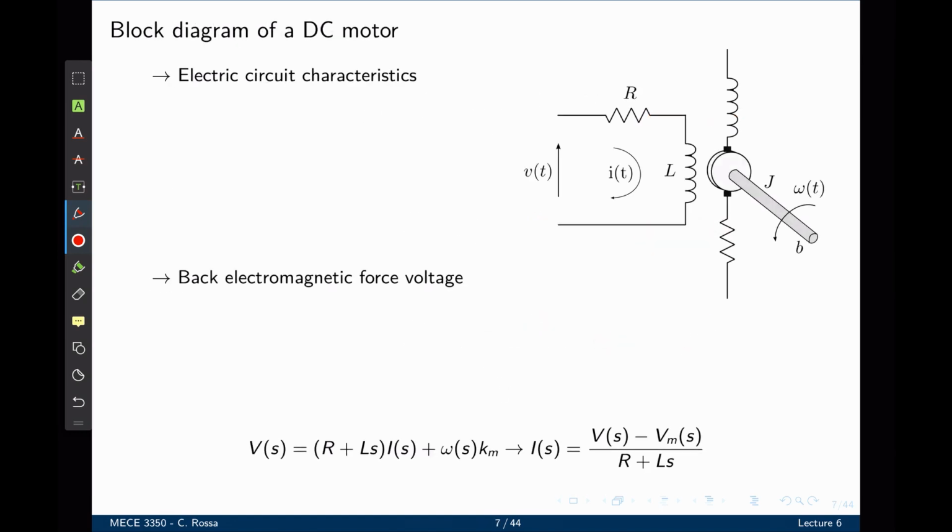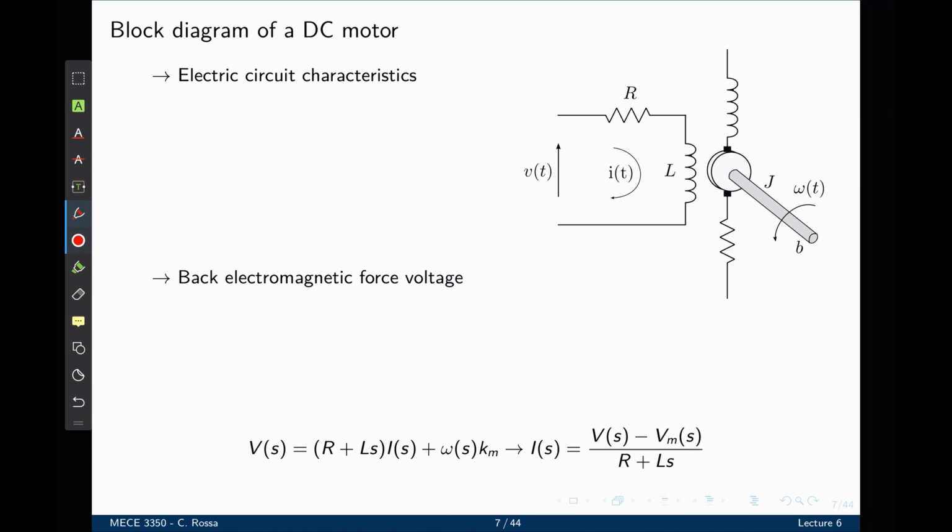Let's get right into it with a DC motor. The objective in this example is to find the block diagram that represents the structure of a DC motor. A DC motor has two main parts, an electrical part and a mechanical part. Let's start by modeling the mechanical part and creating the transfer function for it.